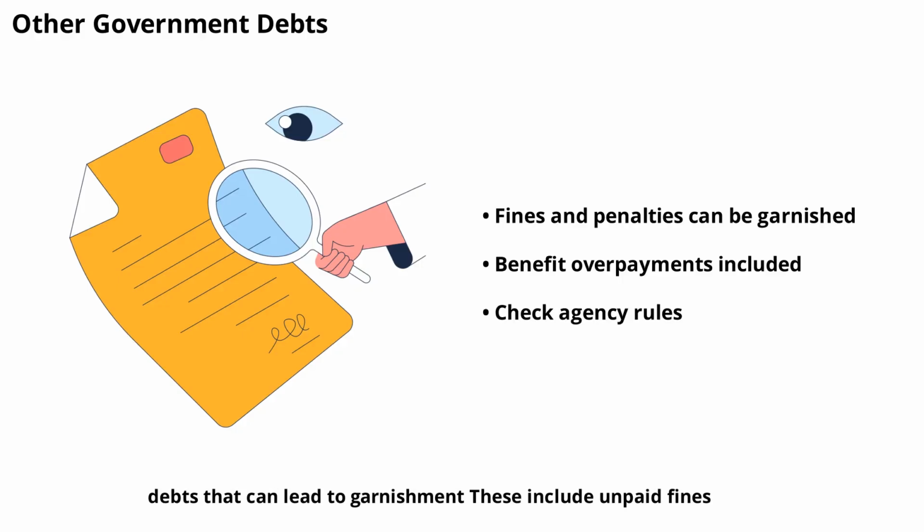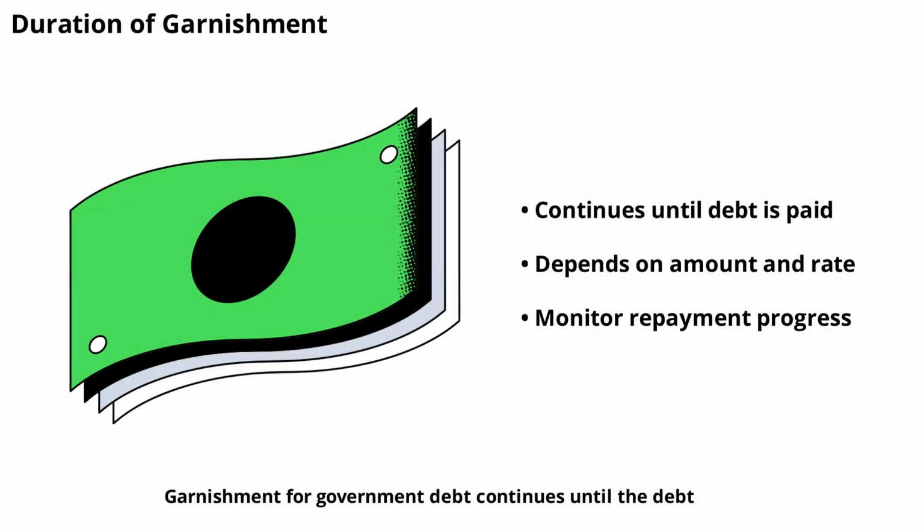These include unpaid fines, penalties, overpayments of government benefits, and certain court judgments. Each type of debt may have its own rules and procedures for garnishment. Always read any notices carefully and seek clarification from the agency if you're unsure about your debt. Garnishment for government debt continues until the debt is fully paid or you make alternative arrangements.